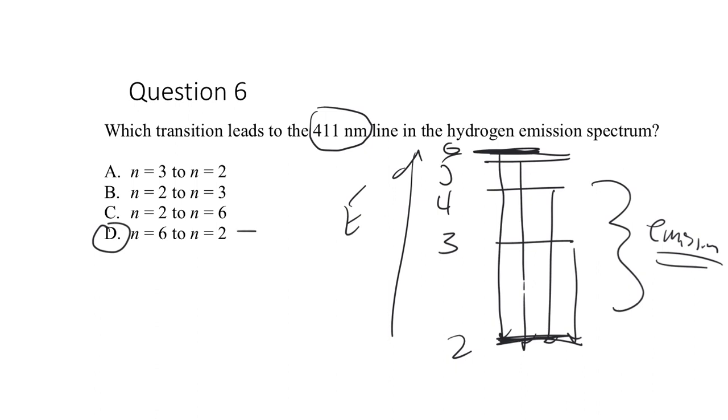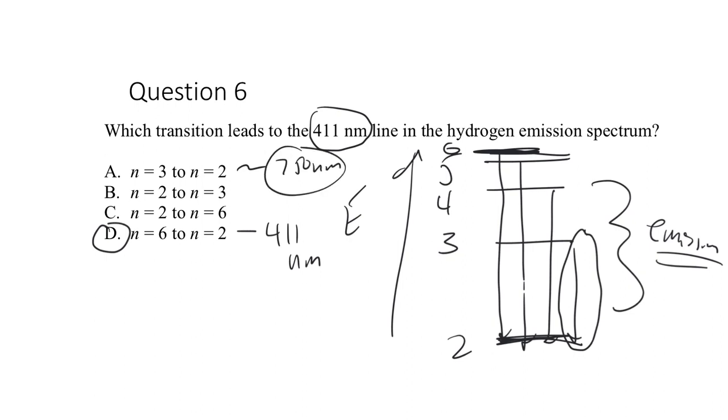And so this is most likely going to be the one that leads to the 411 nanometer line. This one's going to be the lowest energy difference, and so this is probably going to lead to the one that's closest to 750 nanometers in that visible region. So I think that one's around 650 or so nanometers.